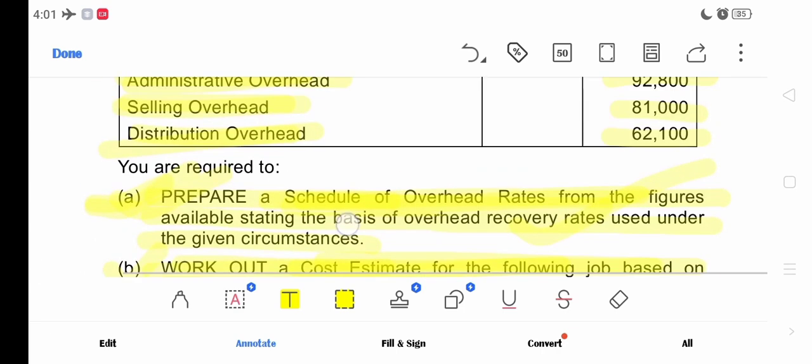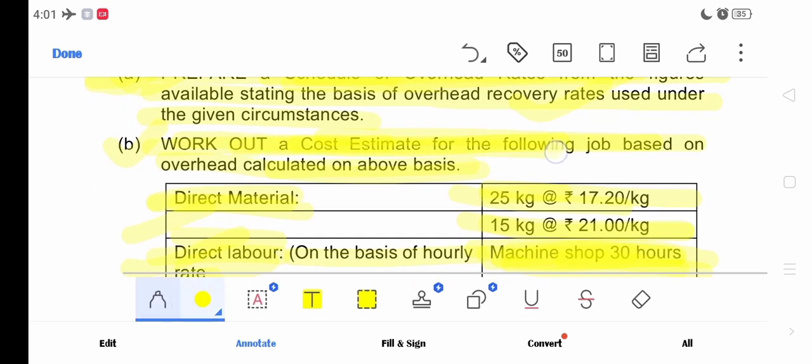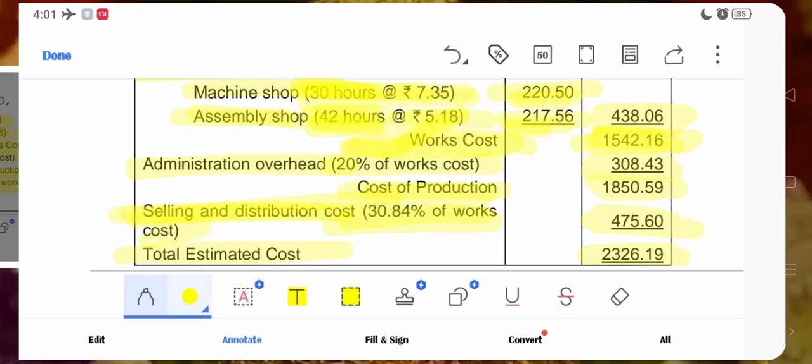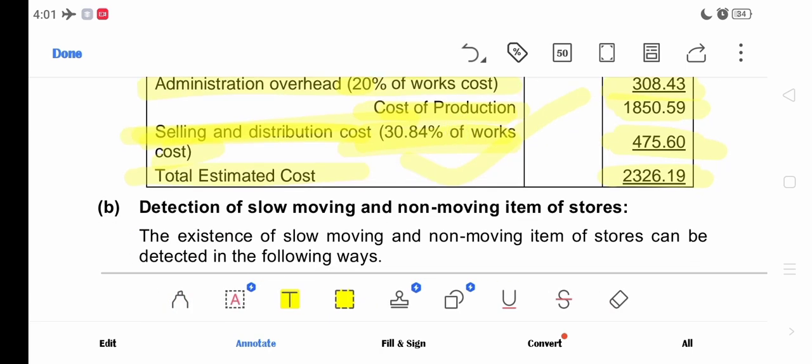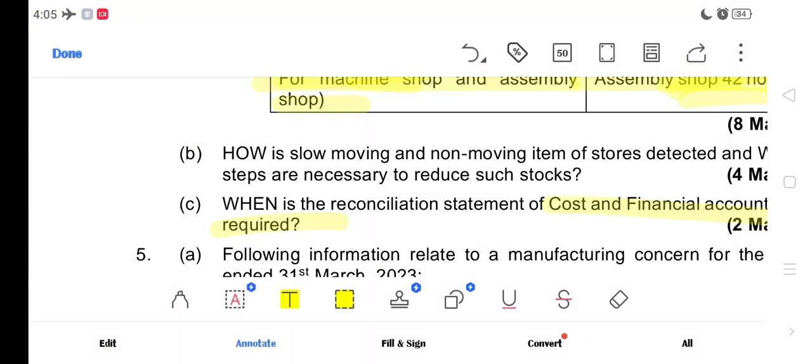So he asked us to find out what? Yes, he asked us to find out the cost estimate for the following job based on the overhead basis calculated above. So on the basis of overhead rates which have been calculated above only, we have found out the total cost estimated. Yes, so a bit over, right?